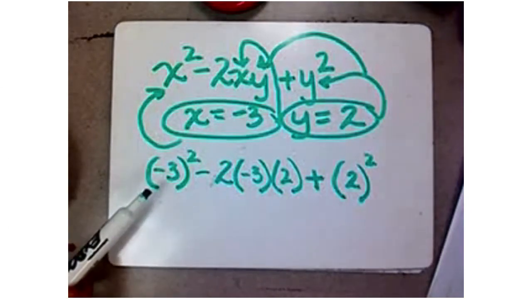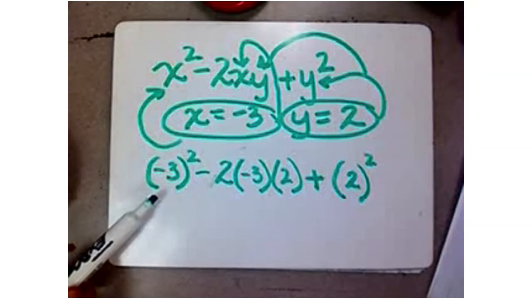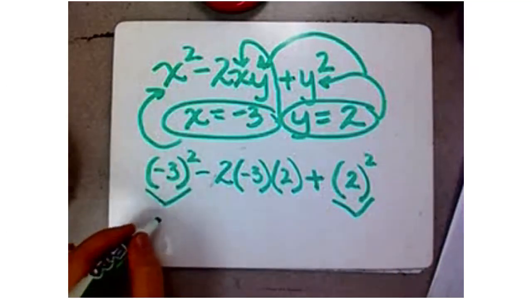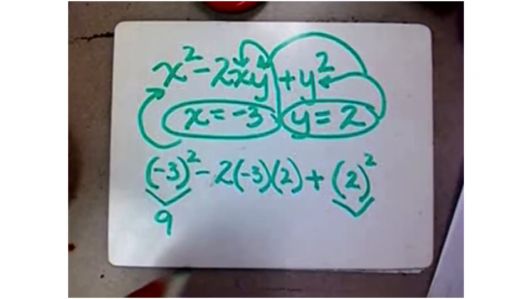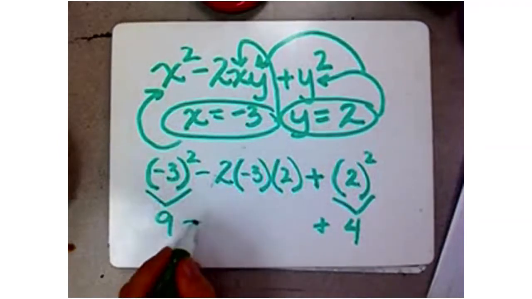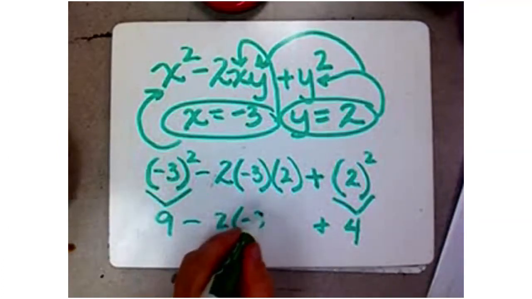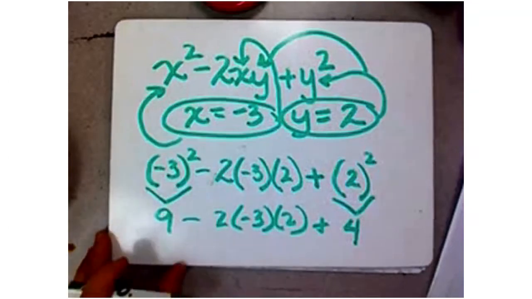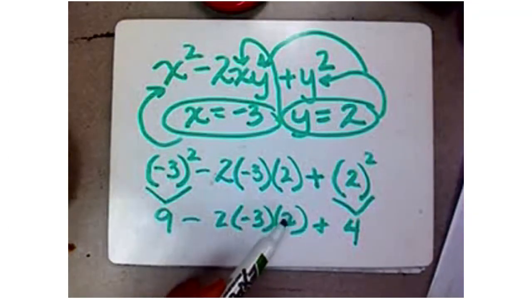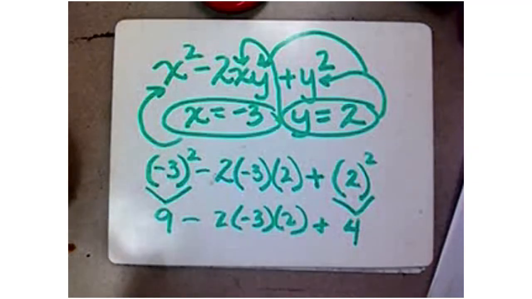Now this is an order of operations problem, which you've been doing since chapter 1. There are parentheses, but there are no grouping symbols, so grouping symbols don't need to happen here. We need to do our exponents first. So -3 squared would be +9, 2 squared would be 4. Pull down the plus, the minus, the 2 times -3 times 2. All right, so you have 9 minus 2, open paren, -3, close paren, open paren, 2, close paren, plus 4.